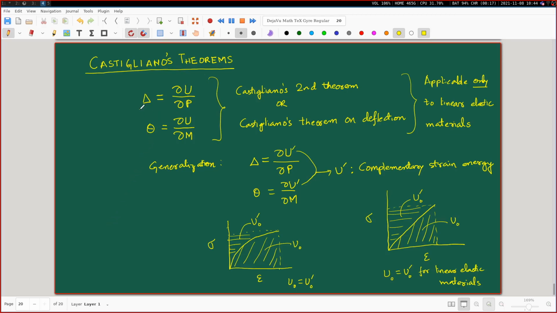Regarding the proof of this Castigliano's theorem, whatever is written in your textbook by Beer Johnson et al., please do not study from there. It is not given properly. They have given some kind of weird proof. It's not the proper proof. In Hibbeler's book, a somewhat better version is given. An even better version is given in Popov's book.